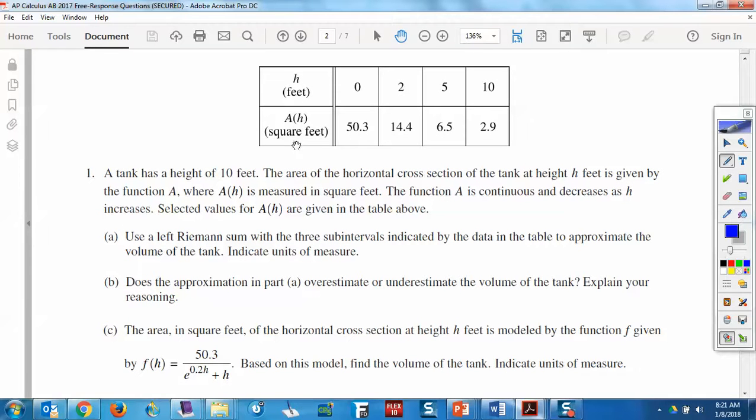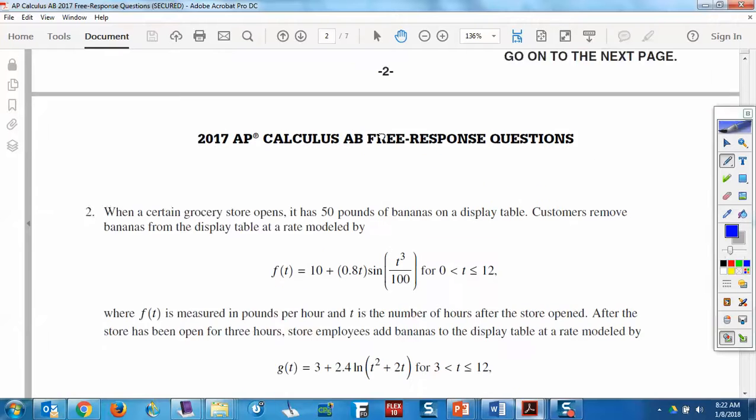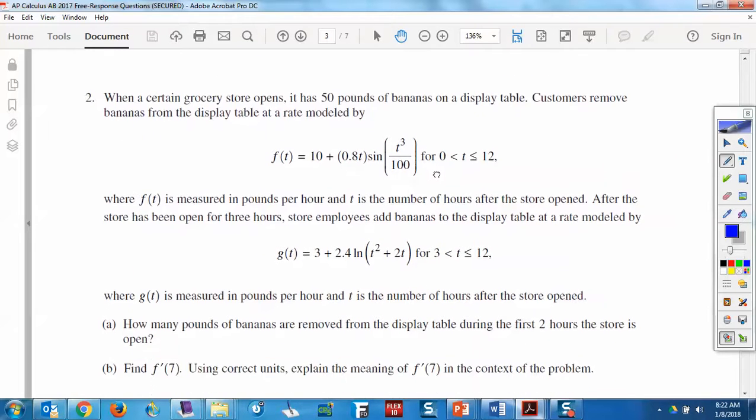Okay, what it gives you is a tank that's 10 feet high. It gives you the square feet of a slice of a horizontal cross section of the tank. It's not just a cylinder type tank. Okay, and it gives you that at various things. Asks you questions about it. That stuff we have yet to learn. Okay, all right, moving on.